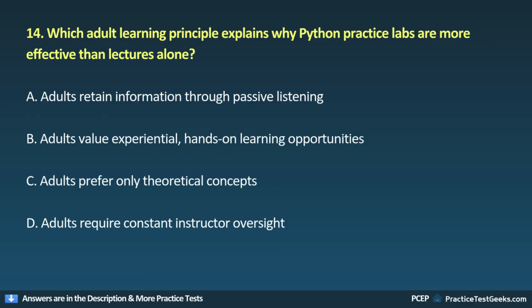14. Which adult learning principle explains why Python practice labs are more effective than lectures alone? A. Adults retain information through passive listening. B. Adults value experiential, hands-on learning opportunities. C. Adults prefer only theoretical concepts. D. Adults require constant instructor oversight.